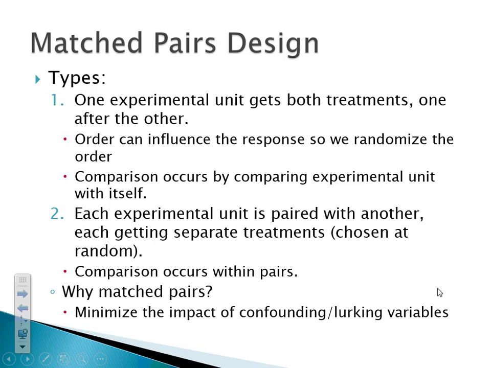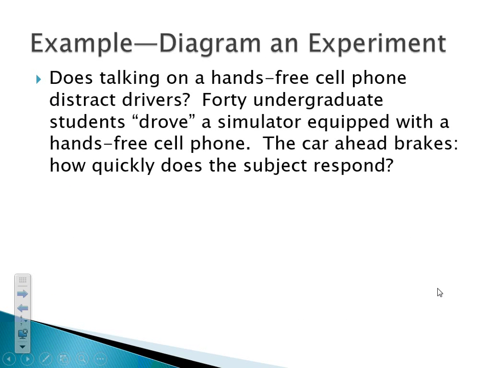Now, why matched pairs? Again, the whole idea is we want to minimize the impact of confounding and lurking variables. So let's take a look at this example. Let's say we wanted to design an experiment to test, does talking on a hands-free cell phone device still distract drivers? We know that we're not supposed to hold our cell phone, and so a lot of vehicles now come equipped with some sort of Bluetooth hands-free device. But the question is, is it really any safer talking on a hands-free device? Yeah, your hands are free, but your mental focus still isn't there.